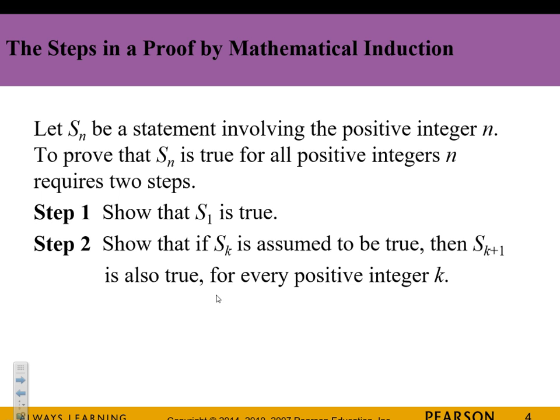So k would be the last value. So if you have S sub n as a rule, then you'll have S sub k, which will be like the first kind of thing, and then S sub k plus 1 would be the next in line. S sub k plus 2 would be the next line.